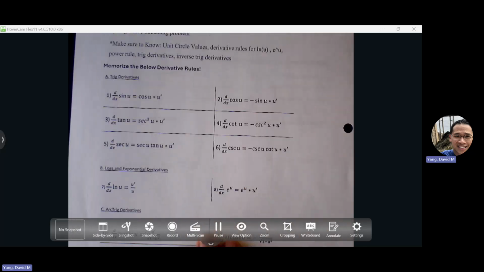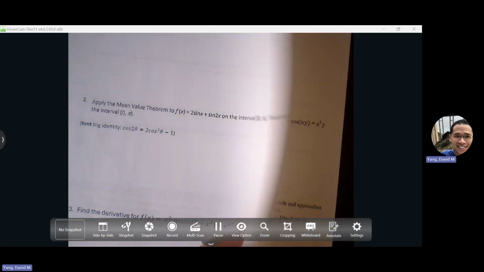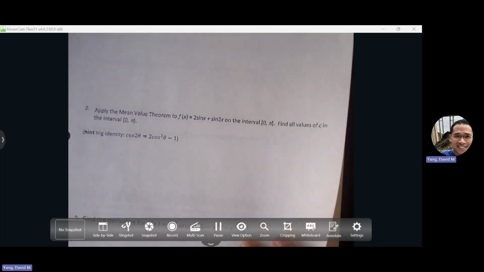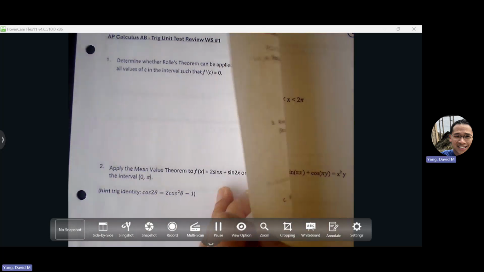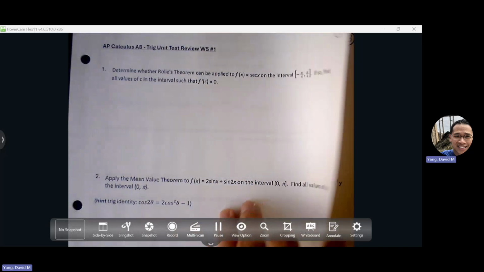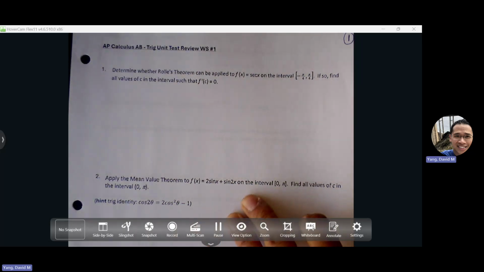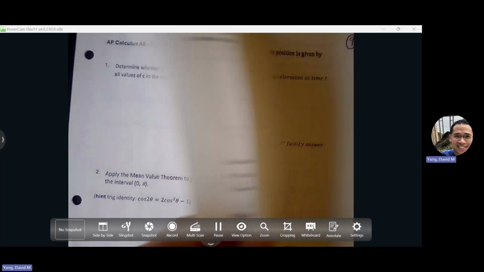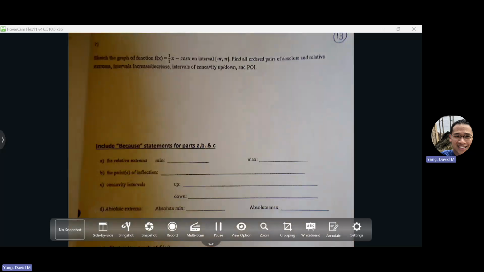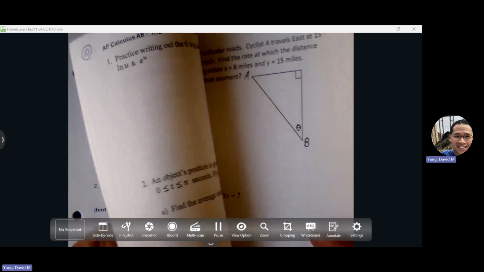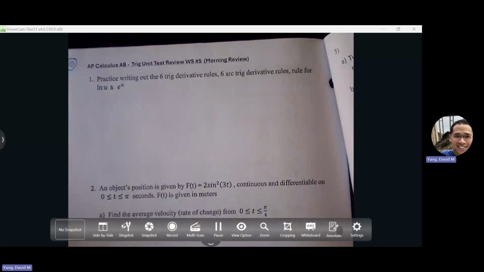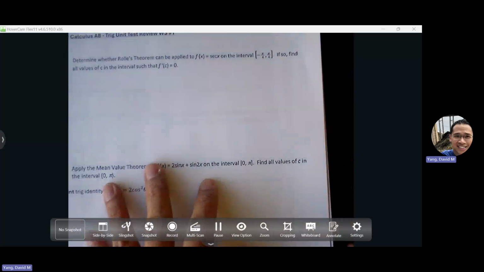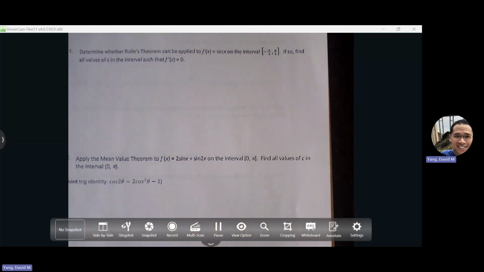All right, let's go to worksheet 1. So the goal is that we can get through one of the worksheets each of the days. So today we'll do worksheet 1, tomorrow worksheet 2, worksheet 3, worksheet 4 on Monday, and then I'm going to save worksheet 5 for the morning review on Tuesday. Worksheets 1 through 4 will count towards your homework grade.